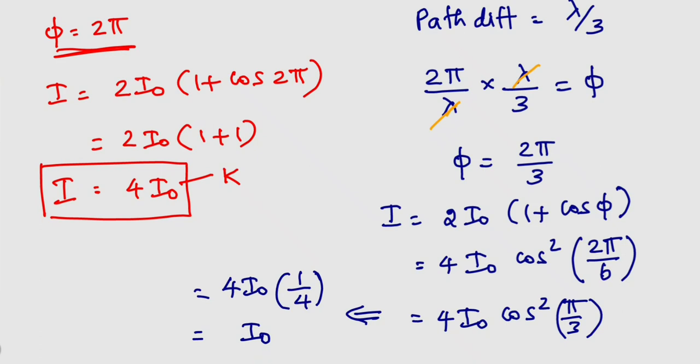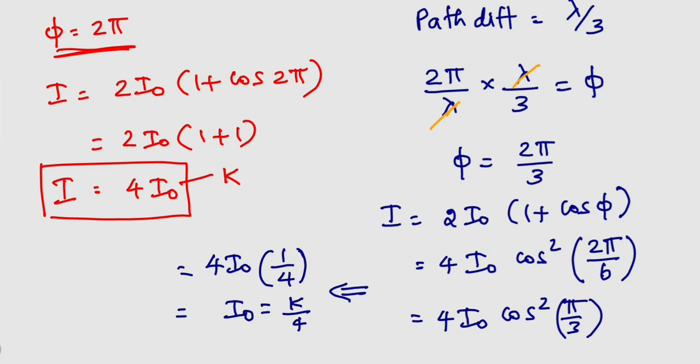But you should not stop here, you have to express the final answer in k. So we have assumed 4 I naught as k. So when 4 I naught is k, I naught you have to write as k by 4. So k by 4 is the answer.